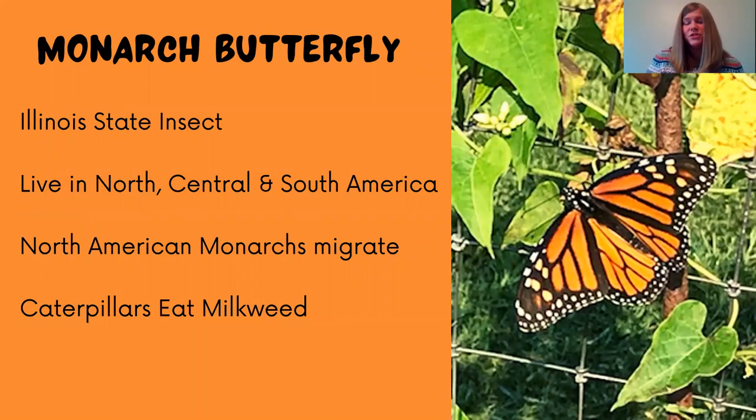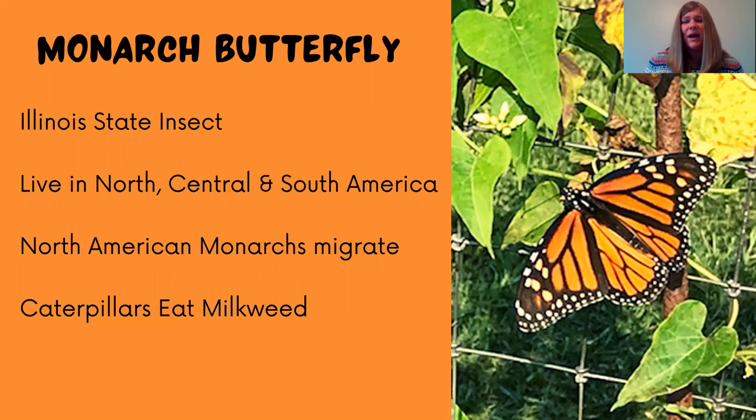So I want to talk about two very specific pollinators with you. The first one we're going to talk about is butterflies, and specifically the monarch butterfly. The monarch butterfly, you might know, is our Illinois state insect. They live in North, South, and Central America, but they can also live in places like Australia, some of the Pacific Islands, India, and Western Europe. Now, the North American monarchs have to migrate every year. They have to go south in the fall to avoid the cold winters here. They have to fly about 2,000 miles to get to either Southern California or Mexico.